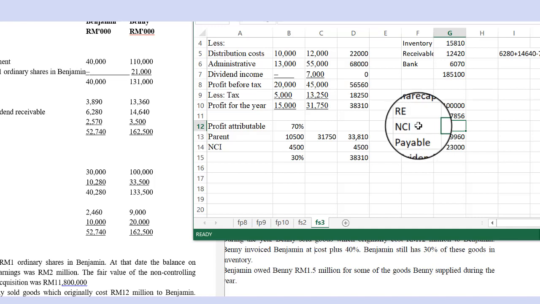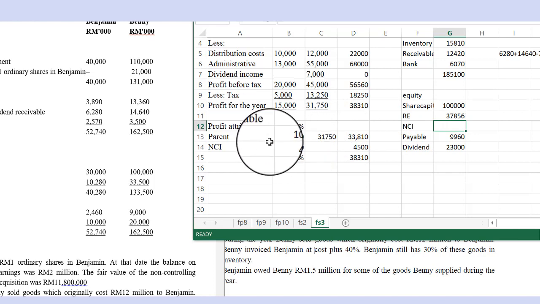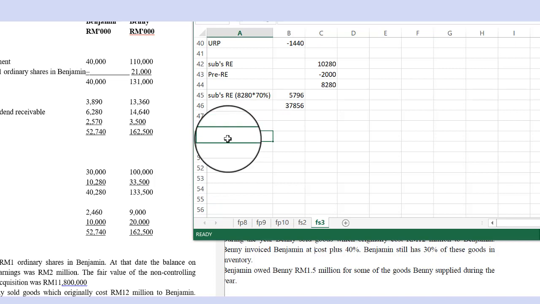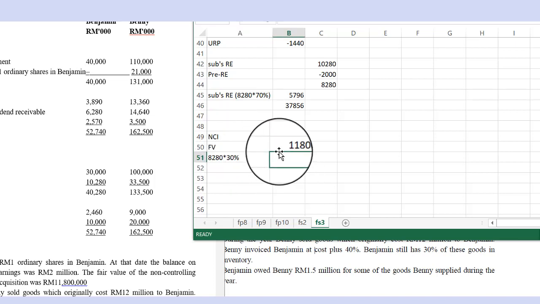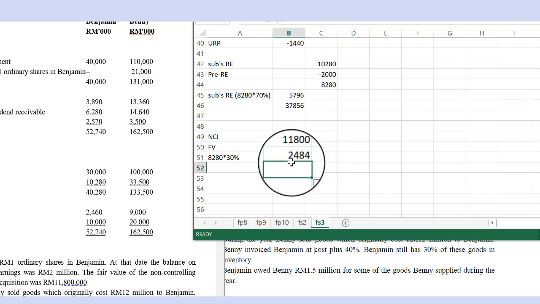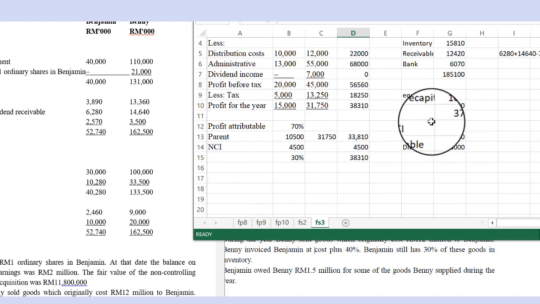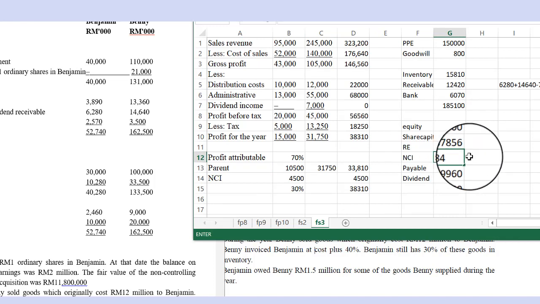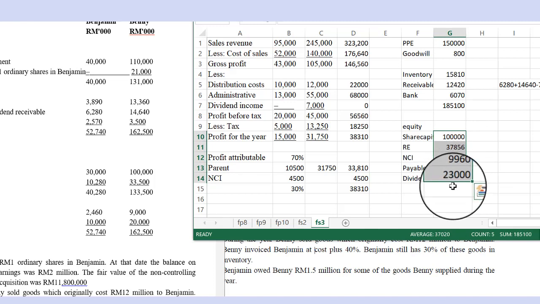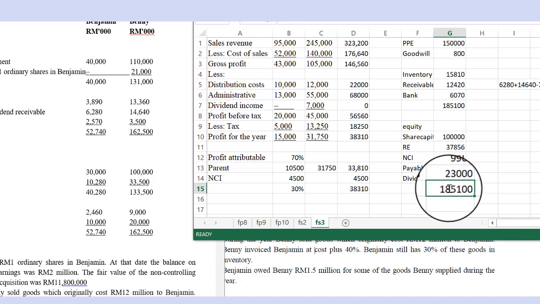Okay, now NCI for this year, you have to calculate the figure for your NCI. If you look at here, we have the fair value of consideration. Just now we put in 11,800. And then you have your share of post-acquisition profit. Your post-acquisition profit is 8,280 just now, right? So we have to times 30%. Then you should get 2484. So this is the total, 14284. Your NCI value, so here 14284. So if you look at this total, you have 185,100. So that's all.